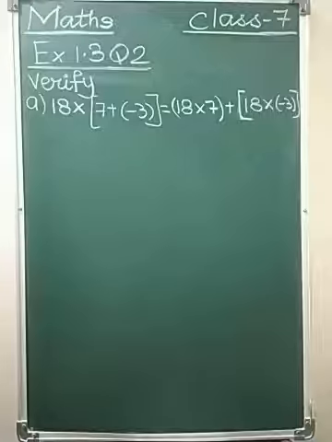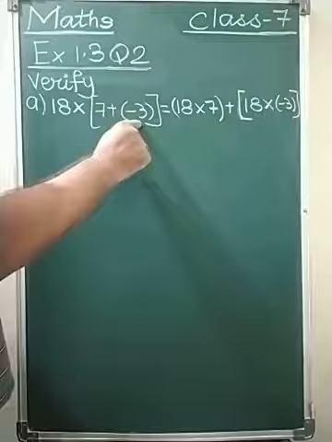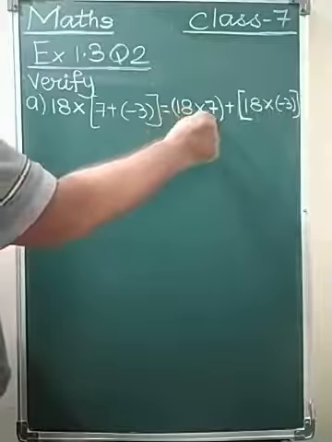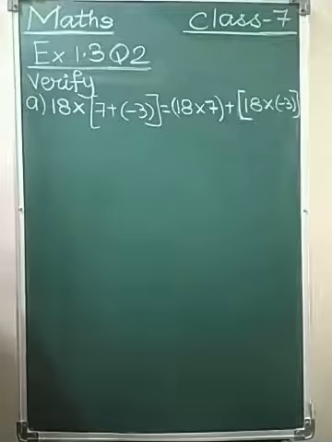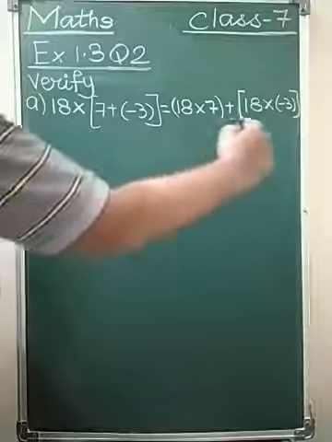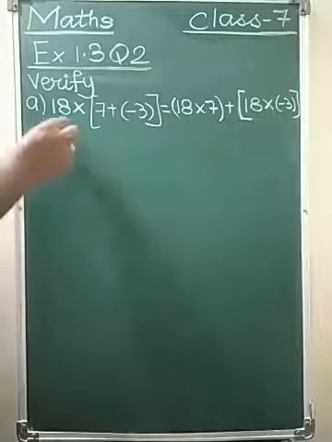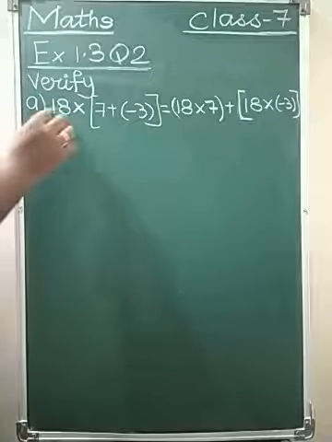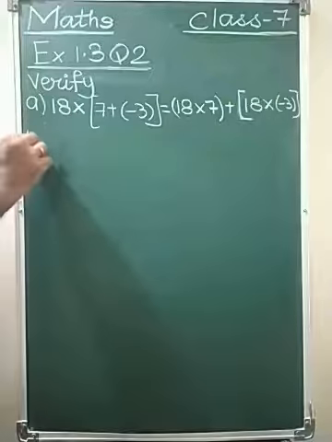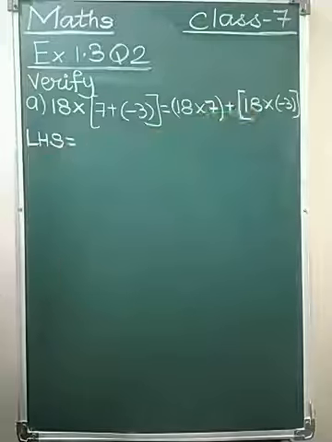Okay, question number 2, we have to verify. This is the question: 18 multiplied by 7 plus minus 3 equals 18 multiplied by 7 plus 18 multiplied by minus 3. So let us solve. Now this is nothing but the distributive property. Here this is the LHS and this is the RHS. We will solve LHS and RHS separately.